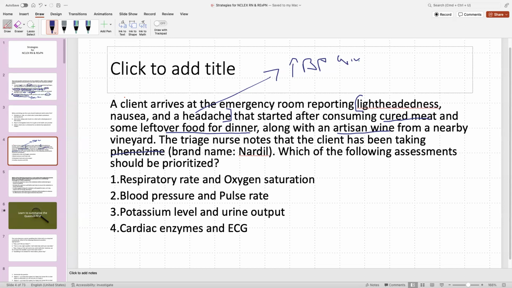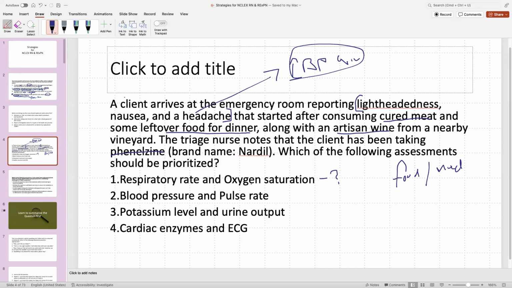So now we know that headache, nausea, and lightheadedness is hypertensive crisis. Even if you didn't think about it, now you know that it could be because of the food or because of the medicine. But you don't know whether this medication causes any of these things. So you go with option one, respiratory rate and oxygen saturation. You don't know, so just simply connect to the keyword.